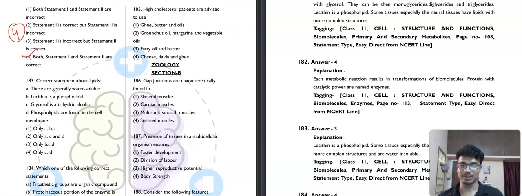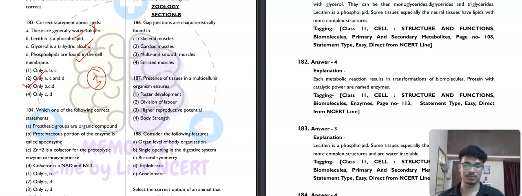Question number 183. The correct statement about lipids. These are generally water soluble. Lipids are not water soluble. Lecithin is a phospholipid. Correct. Glycerol is a trihydric alcohol. Correct. Then phospholipids are found in the cell membrane. It is also correct. B, C, D are correct. Third option will be your correct answer.